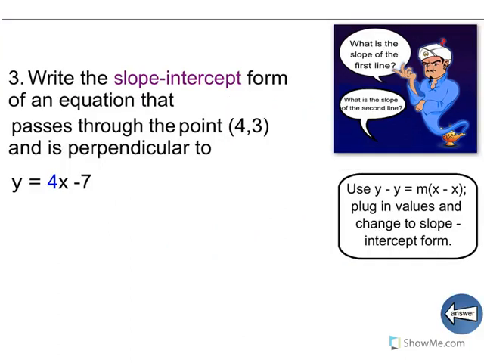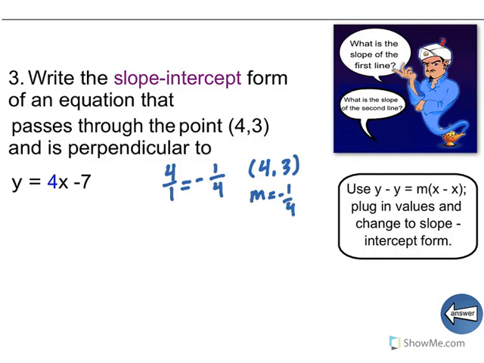Okay, similar to the last one, now we're going to use point-slope form. We know that it's going to go through the point 4, 3. I know it's perpendicular to this line, so my slope has to be the opposite reciprocal of 4, or 4 over 1. So a positive would make it a negative, and 4 over 1 would change to negative 1/4. And so my slope for my line is negative 1/4.